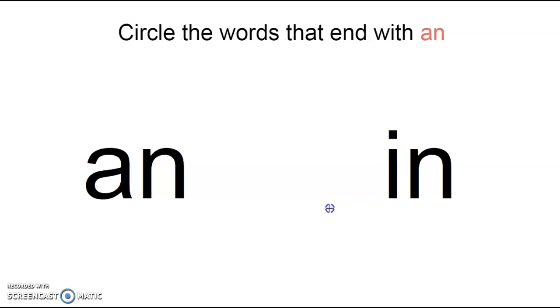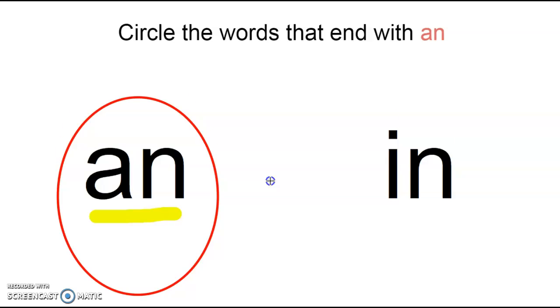This time, I want you to help me circle the words that end with A-N. We have an, A-N, and we have the word in, I-N. Using your finger or your voice, which word has A-N in it? An. If you chose an, you are correct.